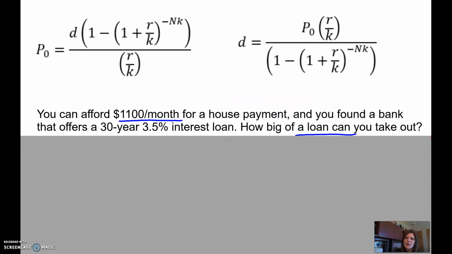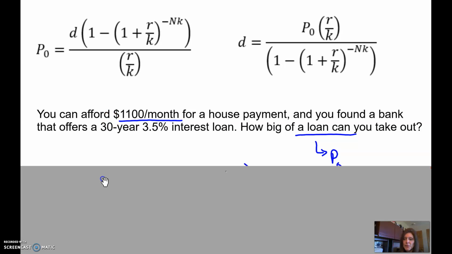All right, when I'm talking about homes, most of us are going to have to get a loan. So here's an example involving that. It says you can afford $1,100 a month for a house payment. You found a bank that offers a 30-year, 3.5% interest loan. How big of a loan can you take out? Okay, they're telling me how much I can pay, that monthly payment. I know the D, but what I don't know is the big pot of money the bank's going to deposit with me. So I don't know the P sub 0 on this one, right? Does that make sense? So how much the loan is going to be is the P sub 0.